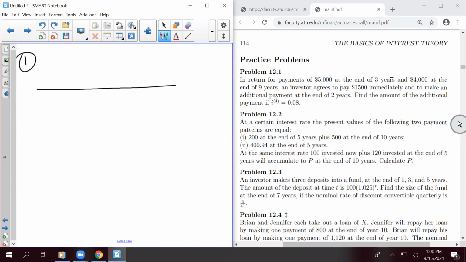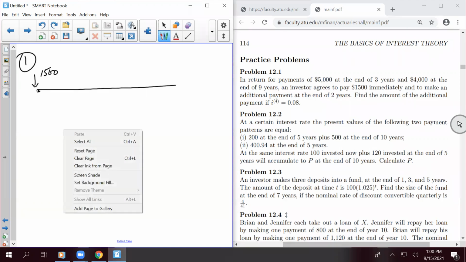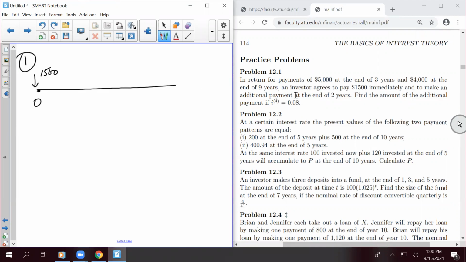So basically, this is telling you that the investor agrees to pay 1500 immediately, at time zero, and to make an additional payment at the end of 2 years. So at the end of 2 years, you make an additional payment, but you're not told what that is. So let's call that X.